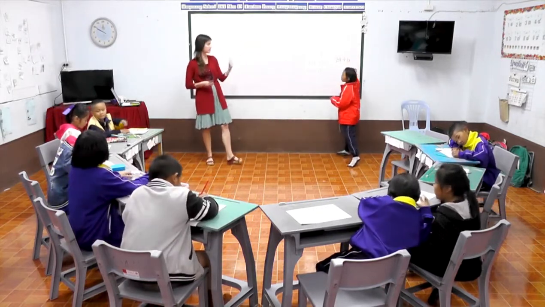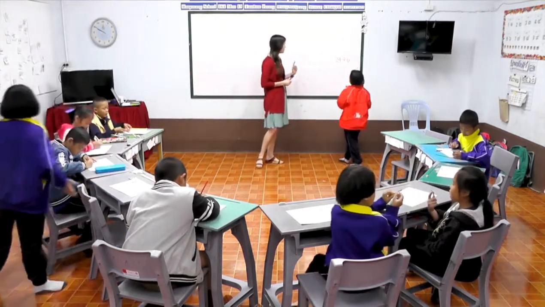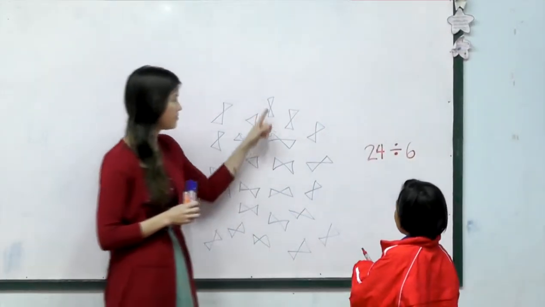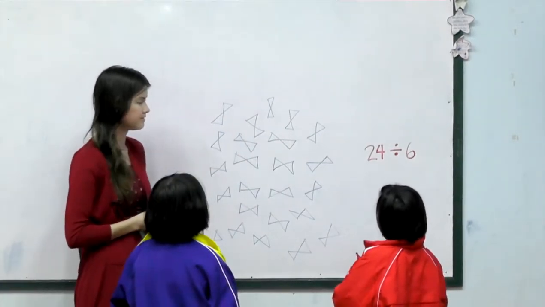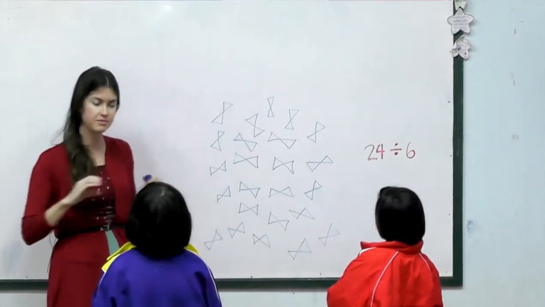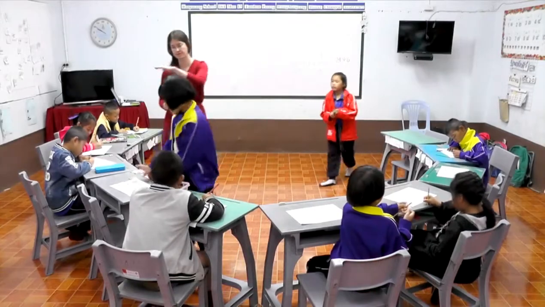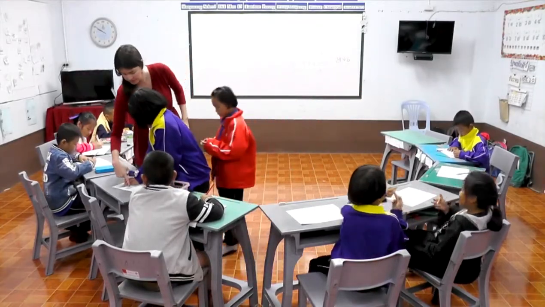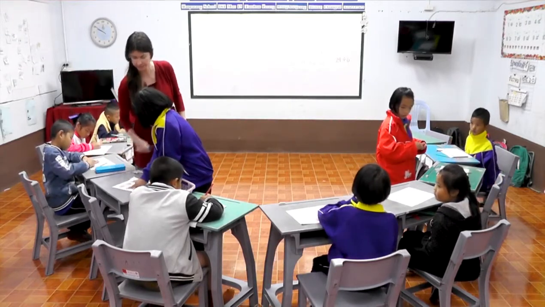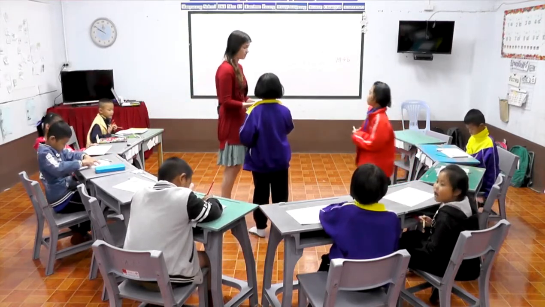So Lakao, can you come and circle for us? And we're going to have 6 groups. How many are going to be in every group? On your paper, how many candies were in every one of those groups? Let's take a look. We have 6 groups. All right? 1, 2, 3, 4, 5, 6. How many are in every group? 4. So you're going to circle candies with 4.